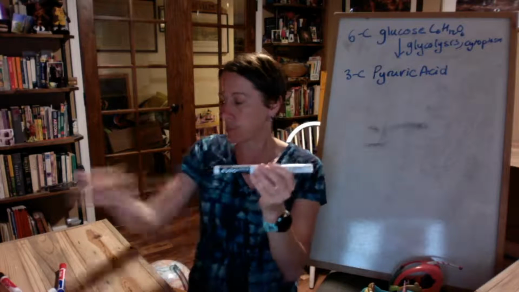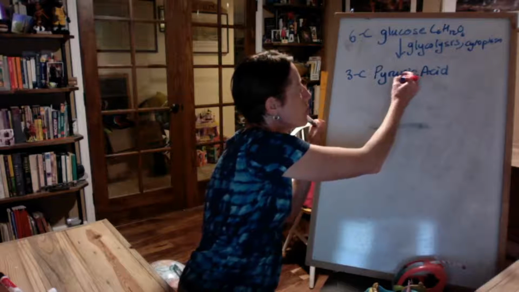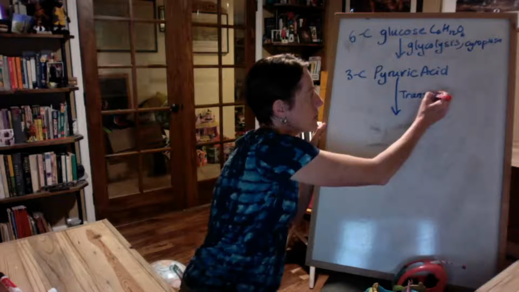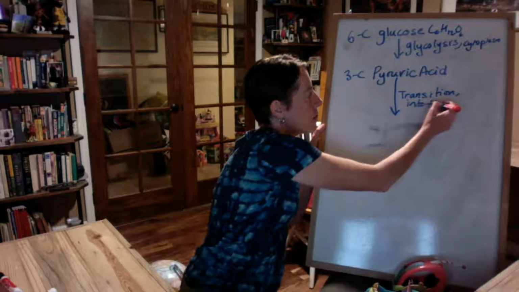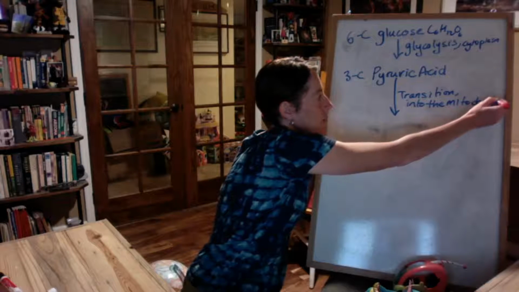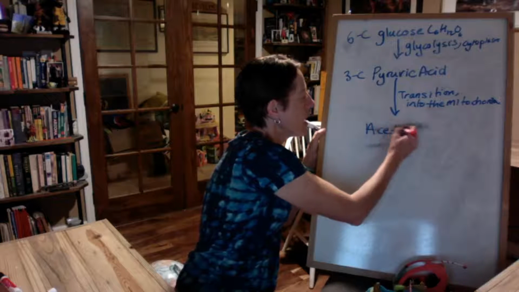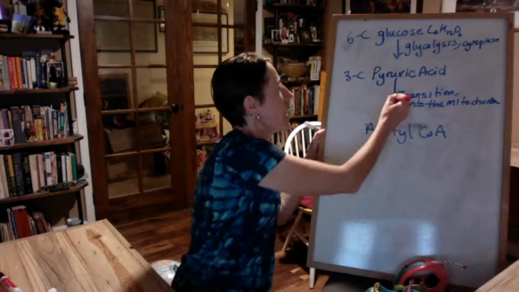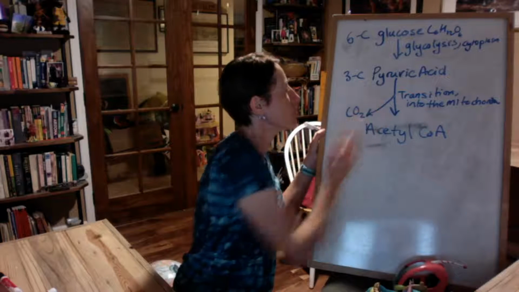This is actually called acetyl-CoA. So I'm going to write that on here. The pyruvic acid goes through what's called the transition into the mitochondria. Can't reach over there. And it turns into what we call acetyl-CoA. And a single carbon dioxide is also pulled out.